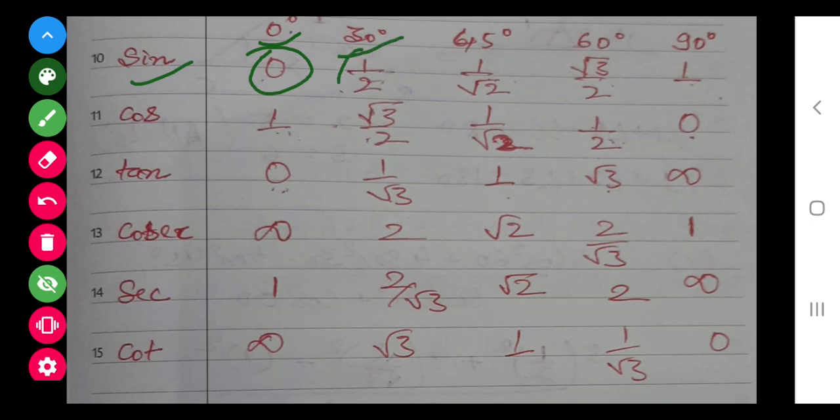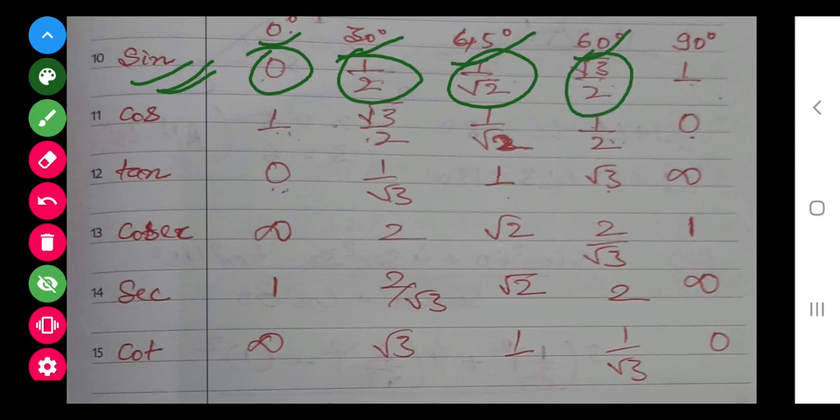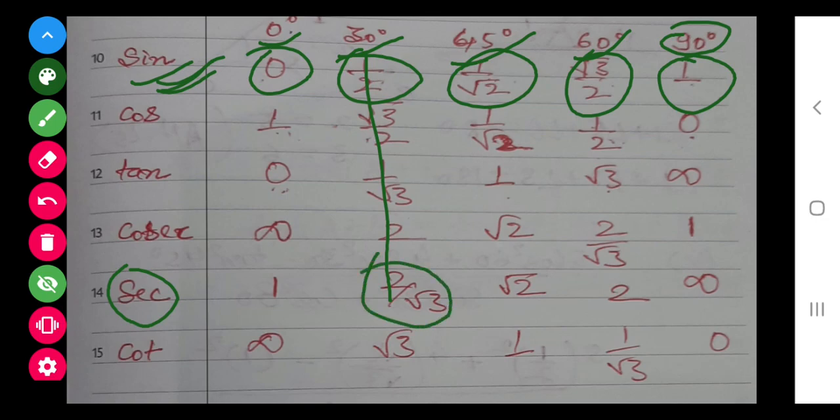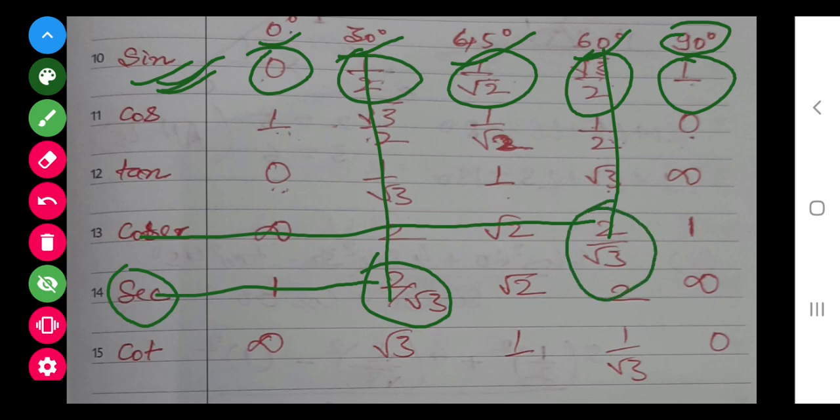Sine 30 degree is 1 upon 2. Sine 45 degree is 1 upon root 2. Sine 60 degree is root 3 upon 2. And sine 90 degree is this. Similarly, if I want to know about sec 30 degree, so this is the answer. If I want to know about cosec 60 degree, so this is the value.